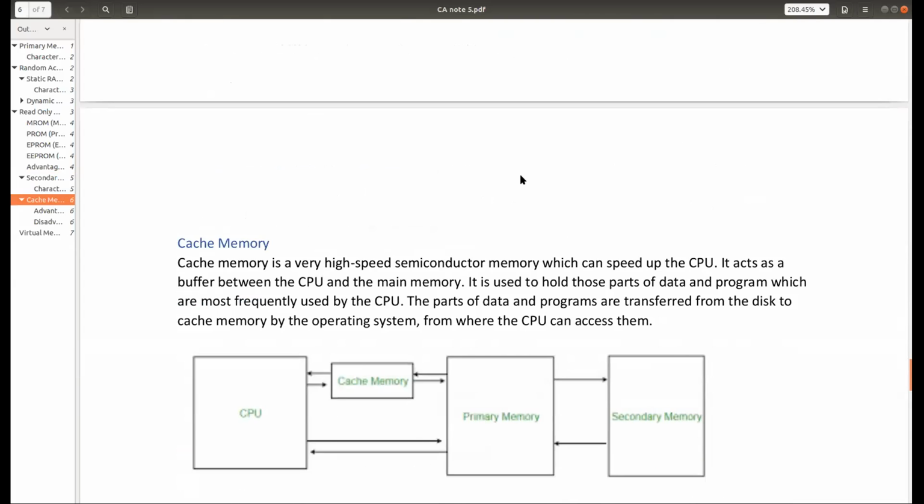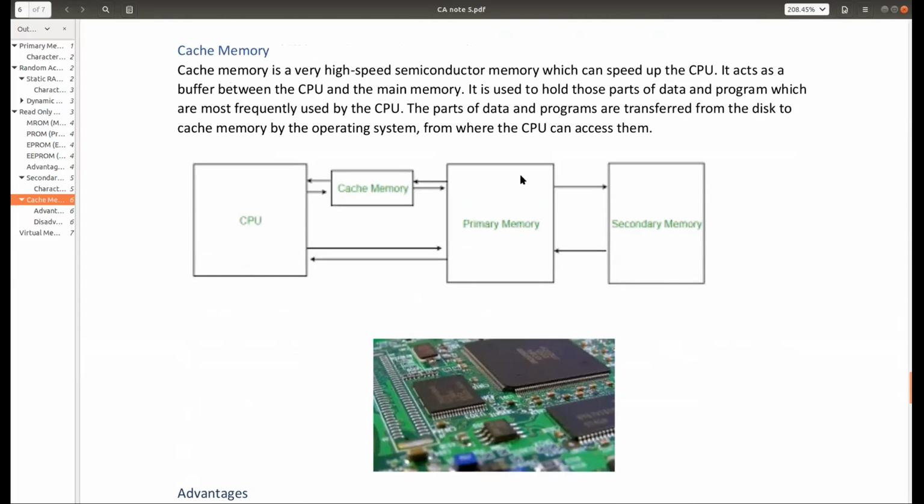Now another very interesting type of memory is known as cache memory. As I told you, cache memory. Now, I have given you the picture, the diagram of the cache memory, to make you understand the position of the cache memory. Actually, a cache memory is placed between the primary memory and your CPU.